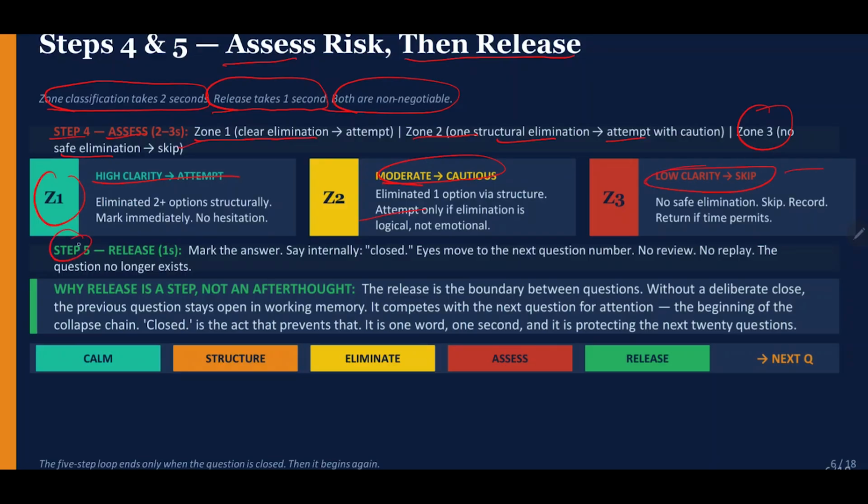Step 5, release. Mark the answers, stay internally closed, eyes move to the next question number, no review, no replay. The question no longer exists. That is step 5, right?